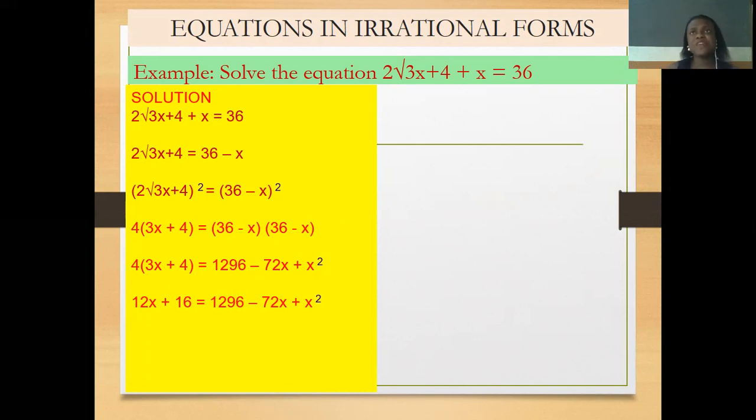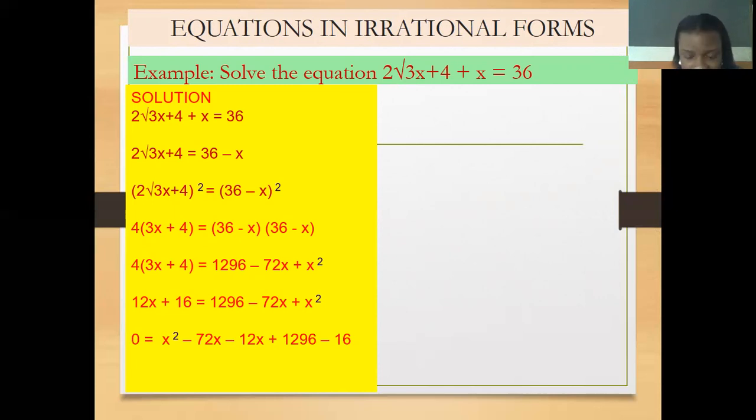Now we've isolated the radical, we've squared both sides, and we've been able to obtain something that looks like an equation. But this is not the simplest form of that equation, so we need to simplify this equation as much as possible. So let's try to take everything now to the right hand side and leave a 0 on the left. So we have x squared minus 72x. Now 12x comes from the left and becomes minus 12x on the right. Then we have plus 1296, and 16 comes from the left and becomes minus 16 on the right.